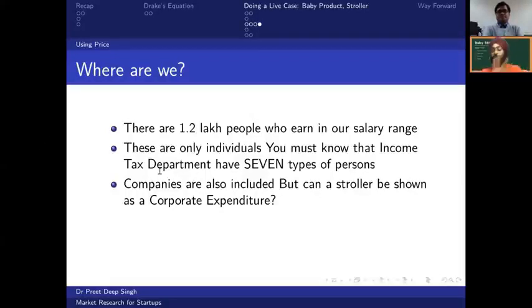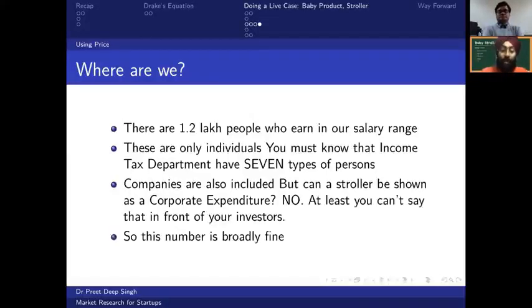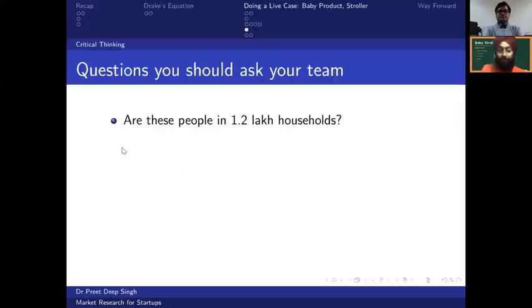Okay, so this cannot be counted as corporate expenditure. Let's be clear, which means it is fine. I am just giving you a critical question. It does not apply to this particular case, but I'm giving you something that you should always think of, right? At least you can say so in front of our investors, right? So I feel this number is broadly fine in terms of the population that can pay for it, right? Now, other questions that you can ask your team, critical thinking in our case that apply.